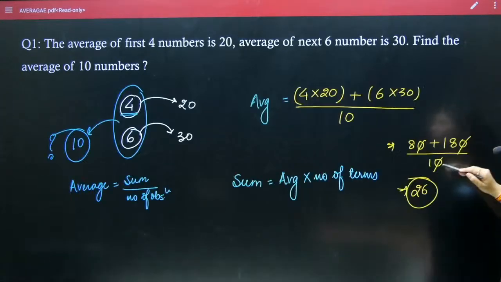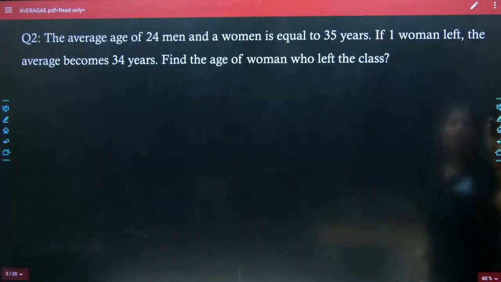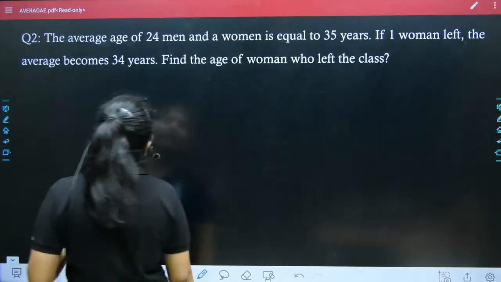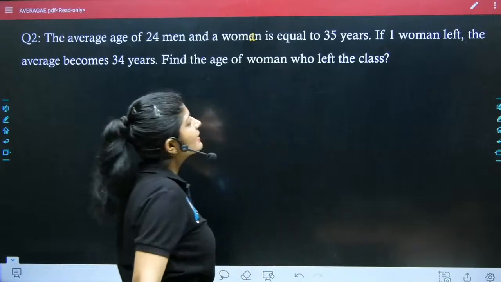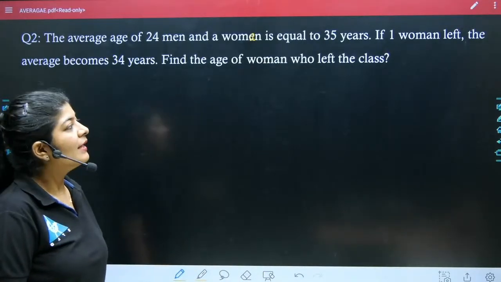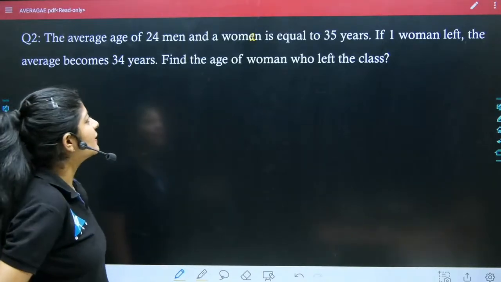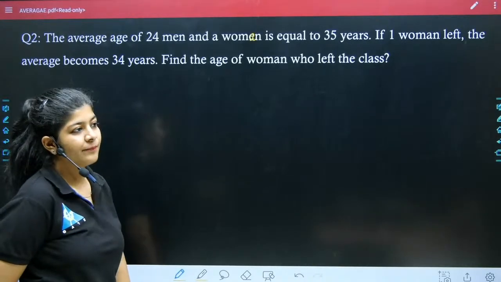Now let's move to the next question, question number 2. The average age of 24 men and a woman is equal to 35 years. If one woman left, the average becomes 34 years. Find the age of the woman who left the class.